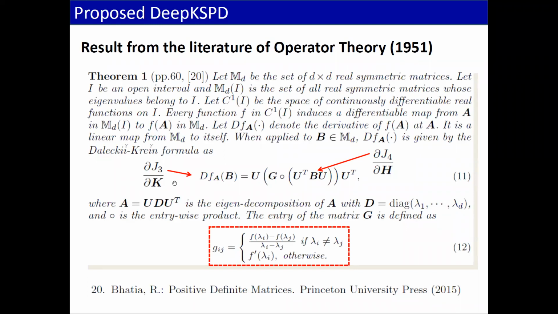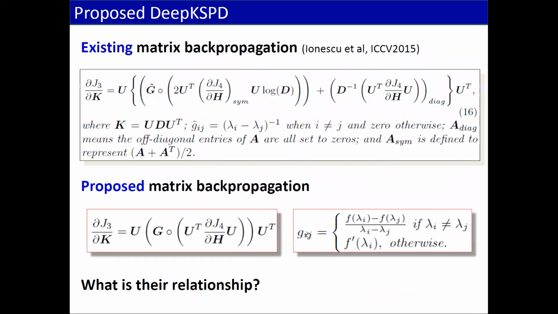They derived the relationship between these two layers. Although at that time we didn't have deep neural networks or covariance pooling, we had this kind of relationship, and in it they define this key quantity in this way. We find that by using L'Hopital's rule, it can avoid the numerical instability. So since we now have two results for the same problem, one from ICCV 2015 and the other from 1950, we are interested in the relationship between these two results.